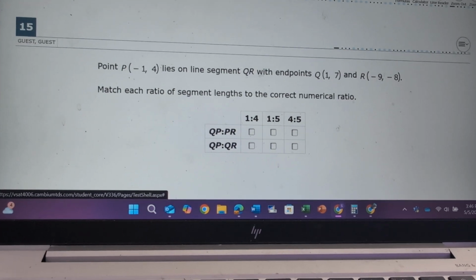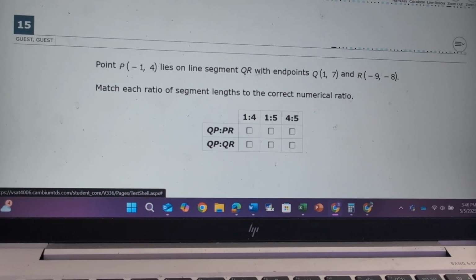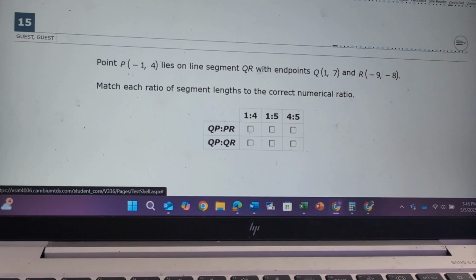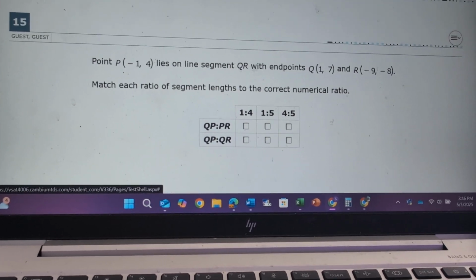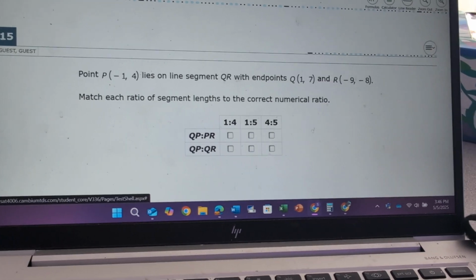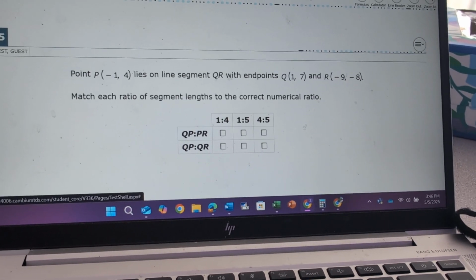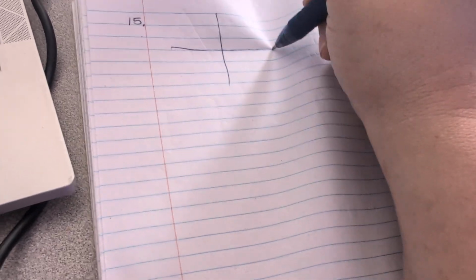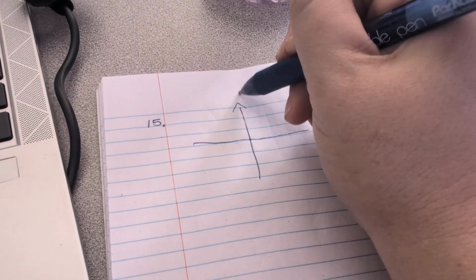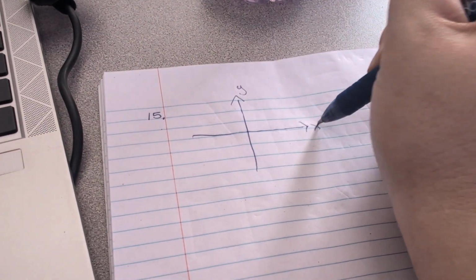So what they want us to do is look at these points and find distances between them. You don't necessarily have to put a graph on this, but I like to because I want to be able to see what I'm looking at. So I'm going to go ahead and do that. Good little reminder here too of how to graph.